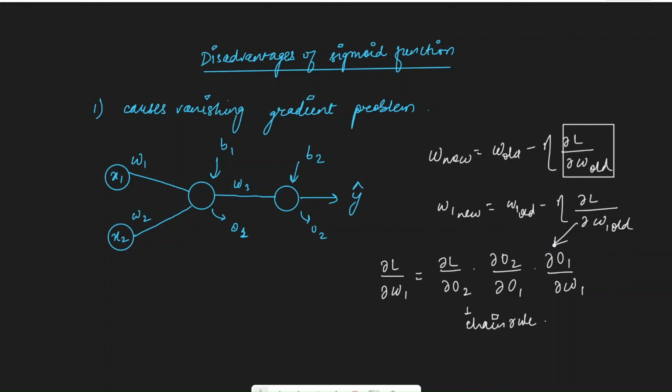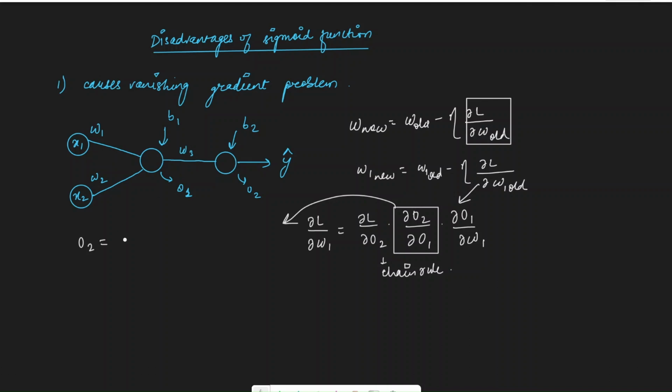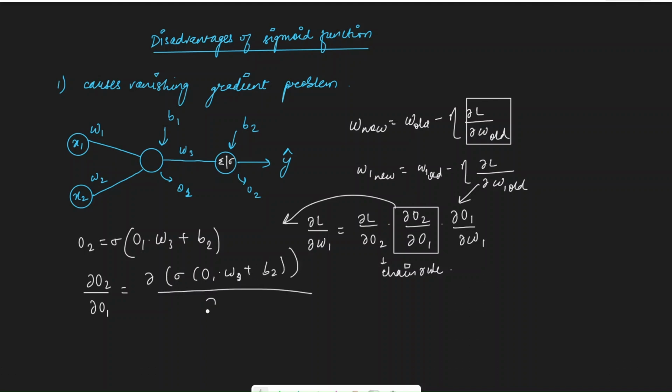Now in this chain rule, suppose that we are evaluating this node now. So we know that O2 can be written as O1 multiplied by W3, because this is the input to this neuron whose output is O2, and then we add bias which is B2, and on top of this we apply the activation function, because every neuron performs two operations: summation of the product of its input with the weight, and then an activation function. So now if we replace this over here, we get the derivative of O2 with respect to the derivative of O1 is equal to the derivative of sigmoid function of O1 multiplied by W3 plus B2, and then the derivative of O1.